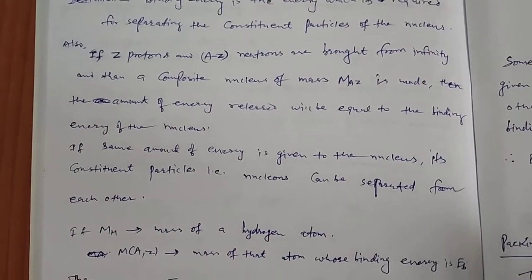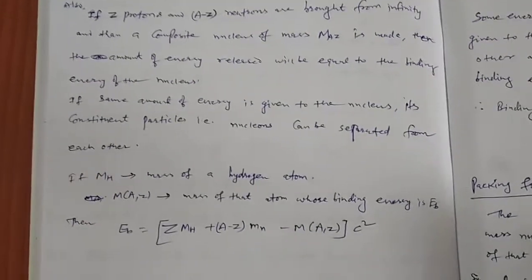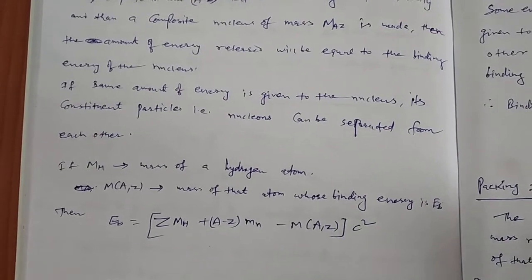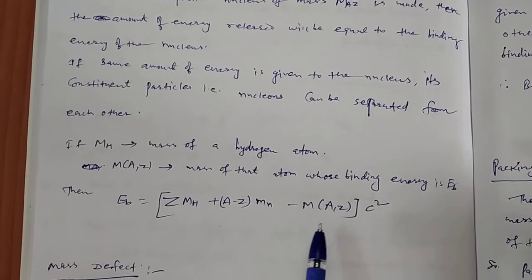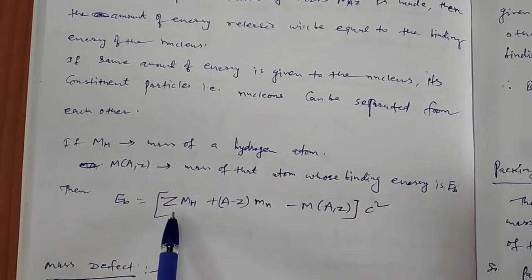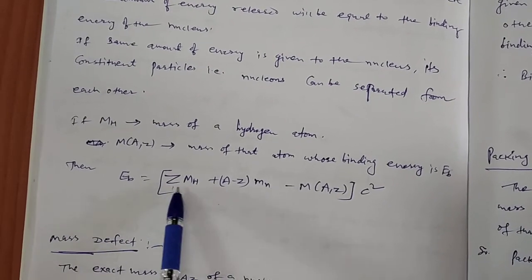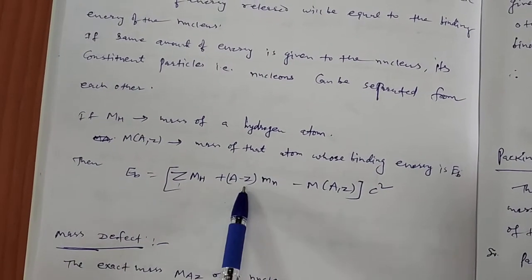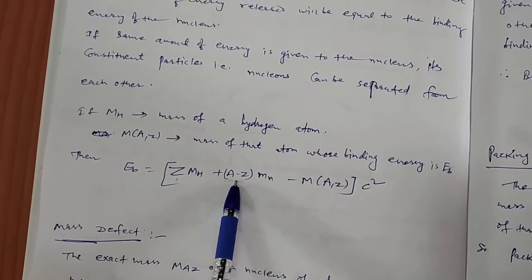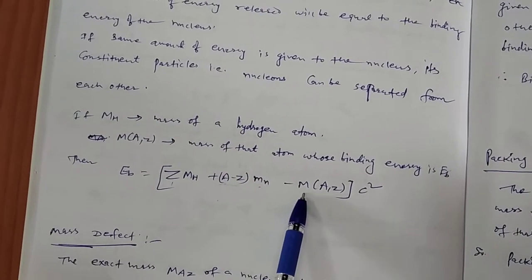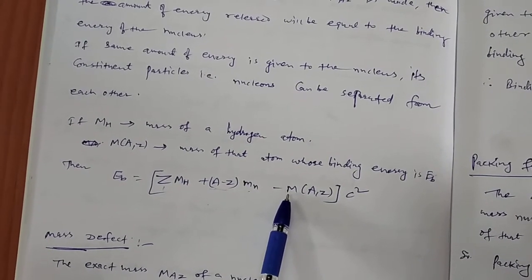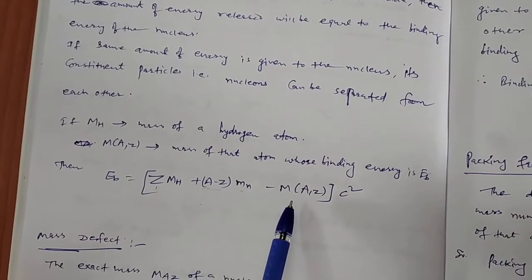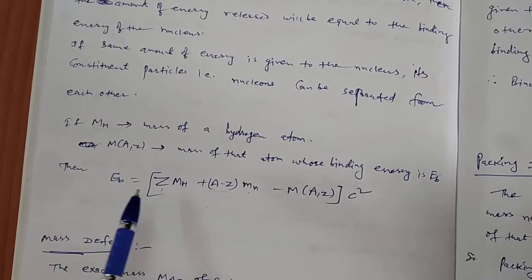If mH is the mass of a hydrogen atom and M(A,Z) is the mass of that atom whose binding energy is Eb, then binding energy can be written as Eb = [Z mH + (A − Z) mn − M(A,Z)] c². Here Z is the number of protons and mH is the mass of a proton, which is taken equal to the mass of a hydrogen atom, A − Z represents the number of neutrons and mn is the mass of a neutron, and M(A,Z) is the mass of that atom whose binding energy is Eb.